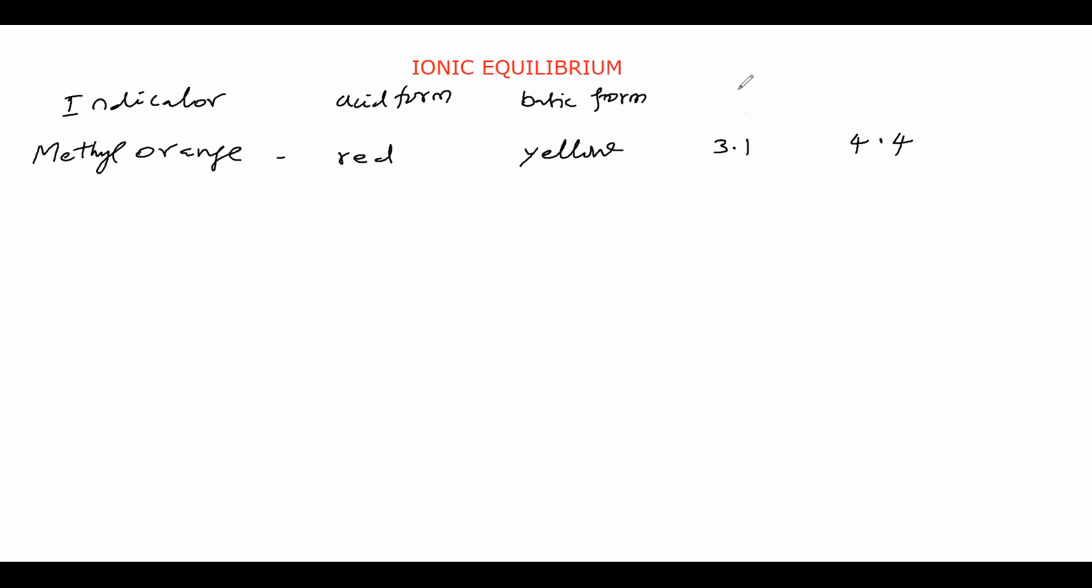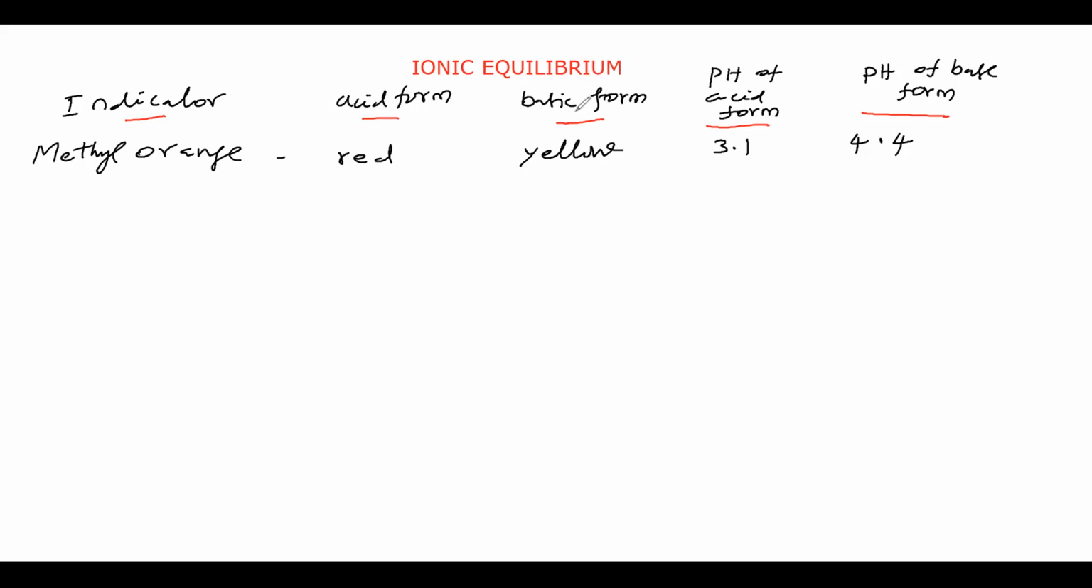This pH is the pH of the acid form. This pH is the pH of the base form. So this is the pH of the base form, the pH of the acid form, the basic form color, the acidic form color. The indicator is methyl orange.